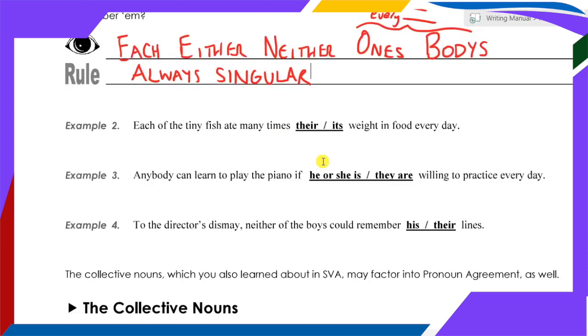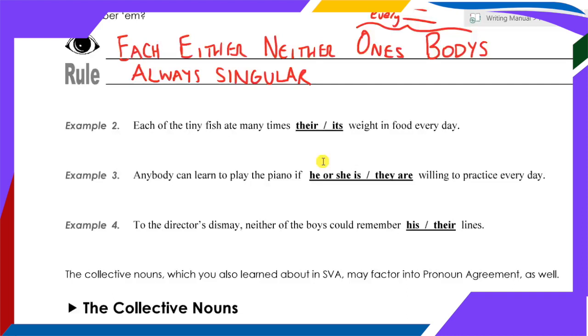So in examples 2, 3, and 4, you're going to see an underlined pronoun. You're going to find the ENOB that the underlined pronoun is referring to, and then you are going to determine if the underlined pronoun needs to be singular or plural, but it should be fairly straightforward since I just told you that all the ENOBs were singular. Do examples 2, 3, and 4.